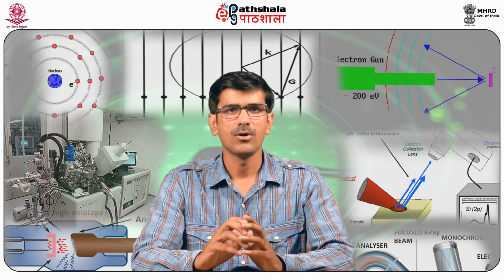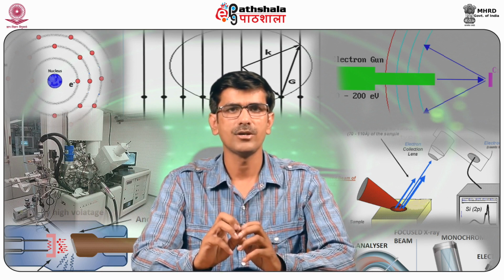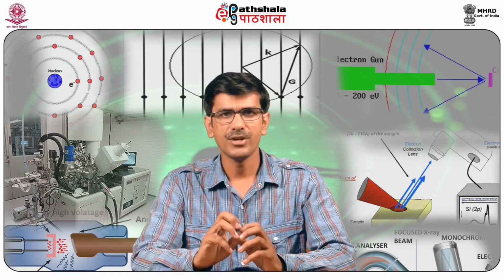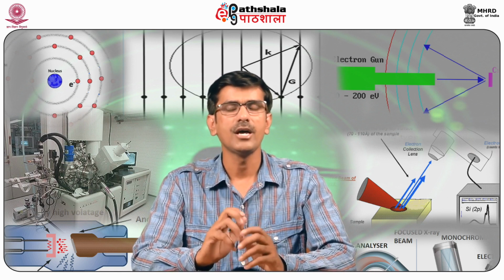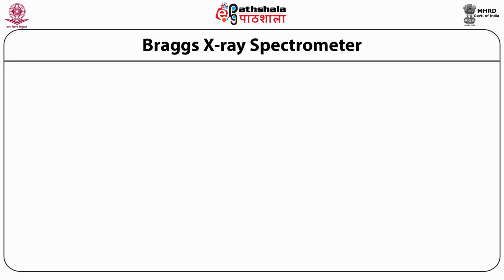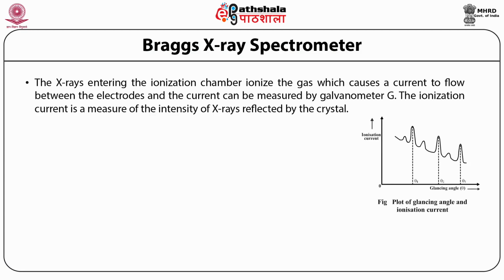The table is capable of rotation about a vertical axis, and the rotation can be read on a circular graduated scale S. The reflected beam, after passing through the slits S3 and S4, enters the ionization chamber. The X-rays entering the ionization chamber ionize the gas, which causes a current to flow between the electrodes, and the current can be measured by galvanometer G. The ionization current is a measure of the intensity of X-rays reflected by the crystal.